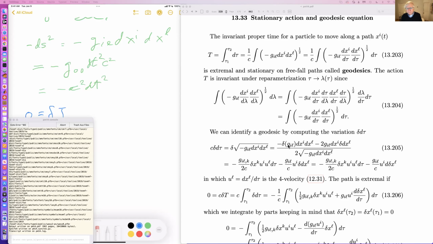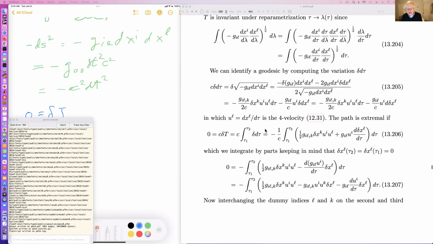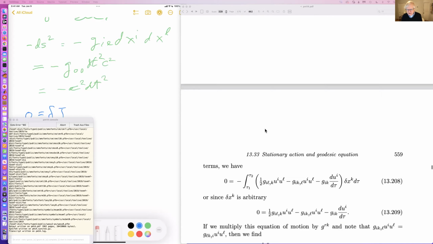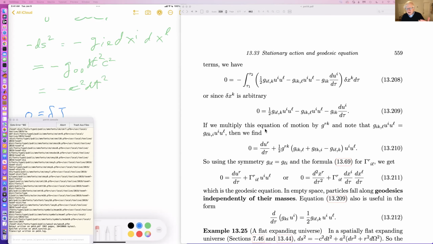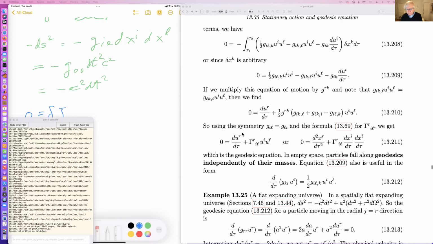On the other hand, in the text, I may have skipped over this in the lectures, but in the text, if you set the variation of that equal to 0, what you get here is this equation. And then you notice that this is the affine connection. And so you get what's the traditional geodesic equation, where u^l is dx^l d tau. And so this is the geodesic equation.